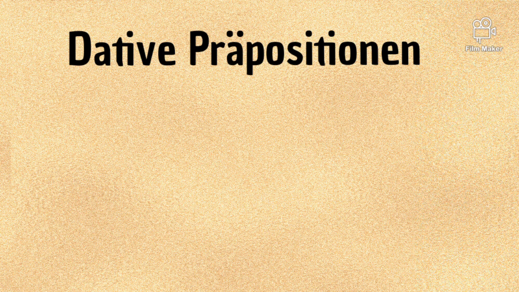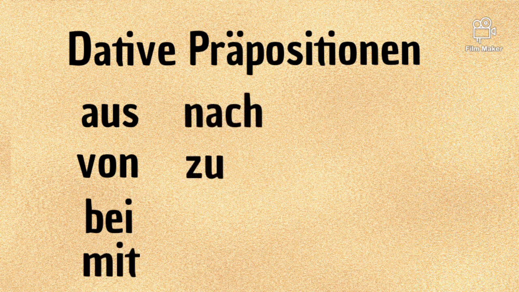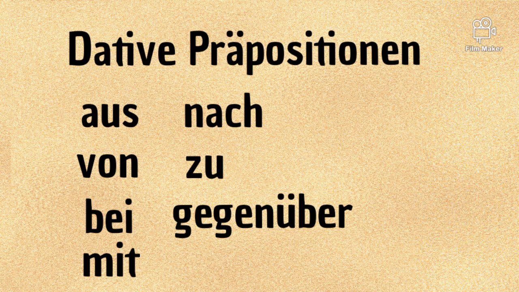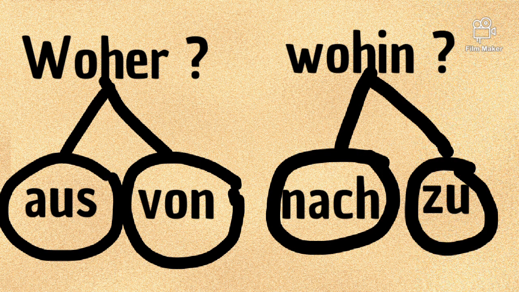Now our next topic will be dative prepositionen. So I'll tell you all a few words first. That is prepositions. Aus, von, bei, mit, nach, zu, gegenüber. There is an umlaut on U. So gegenüber. Seit. Now from woher comes aus and von, and wohin, nach and zu is used. So now you know that woher means where from. So you use aus and von, and for wohin, nach and zu.